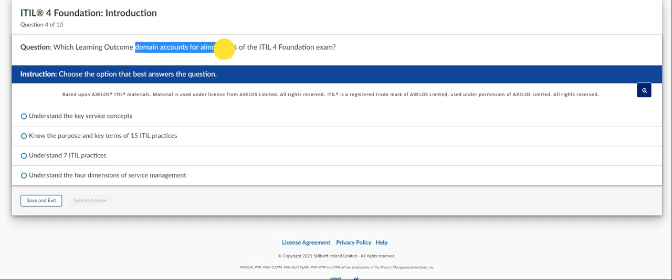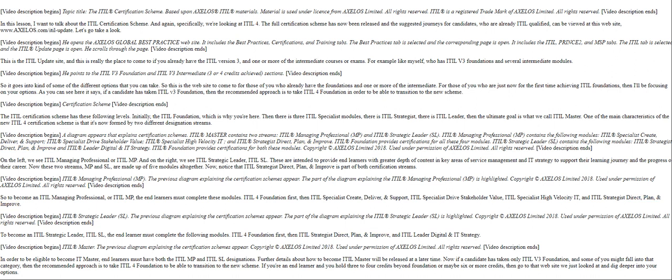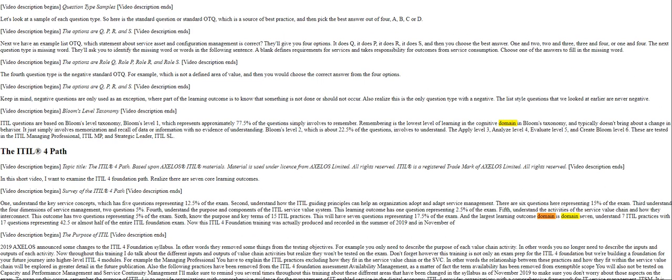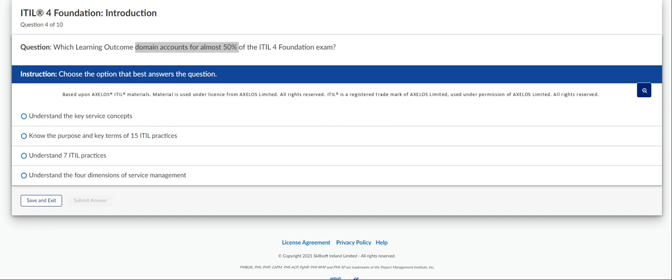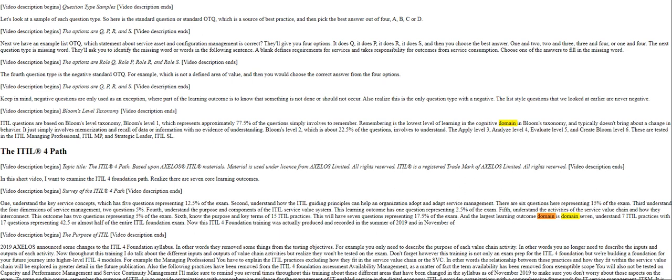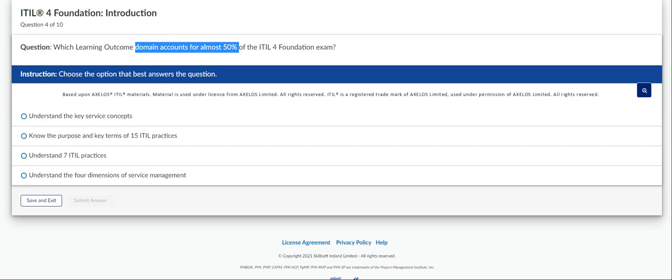I could go back here to the module, domain. One second. There are six questions here. 15%, domain scheme. Okay, this is hard. Choose the option that best answers the question. Which learning outcome domain accounts for almost 50% of the ITIL Foundation exam?